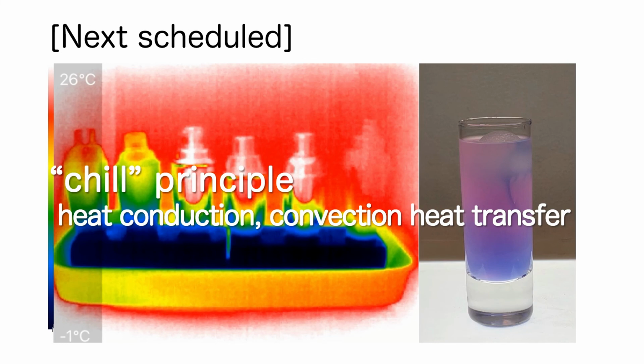The next video will cover the chill principle, heat conduction, and convective heat transfer. The explanation will include experiments using thermo-ink, which changes color with temperature, and thermography, which produces images of heat distribution.